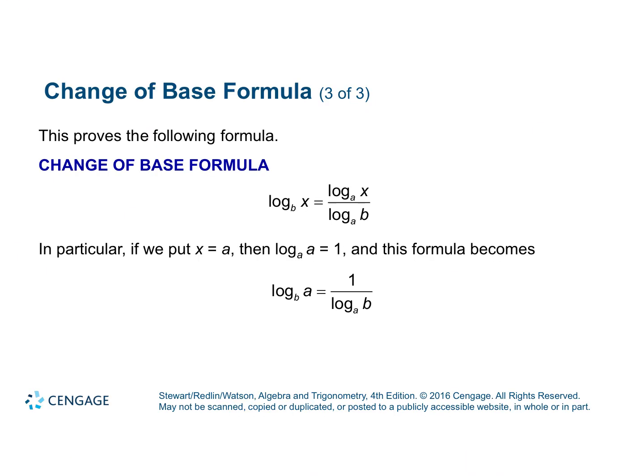Now we're going to use the change of base formula. So this proves the following formula. The change of base formula is log b of x equals log a of x divided by log a of b. So in particular, if we put x equal to a, then log a of a equals 1, and this formula becomes log b of a equals 1 over log a of b. Now don't stress too much on the setup of the words. I'm going to go ahead and do a couple examples, and then if you have questions, let me know.